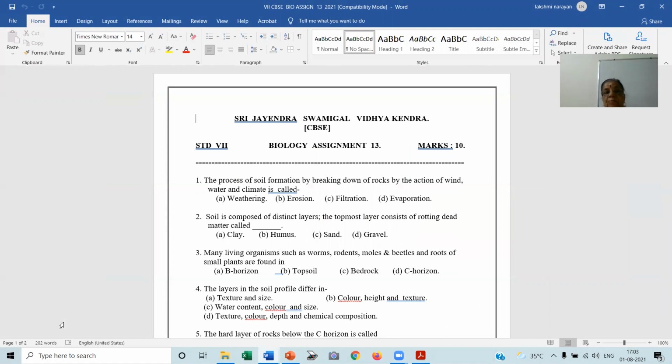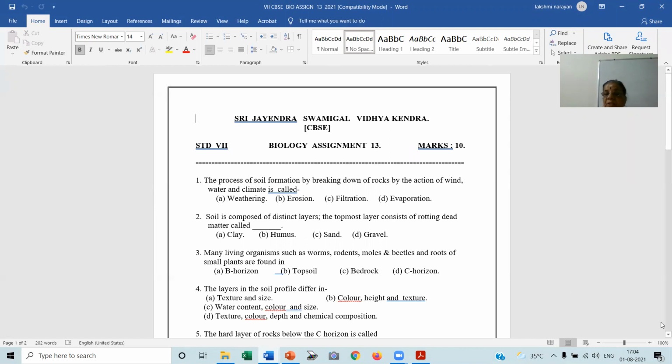The process of soil formation by breaking down of rocks by the action of wind, water and climate is called, what is the choice? Weathering, erosion, filtration, evaporation. What should it be? It is weathering. The process of soil formation by breaking down of rocks by the action of wind, water and climate is called weathering.